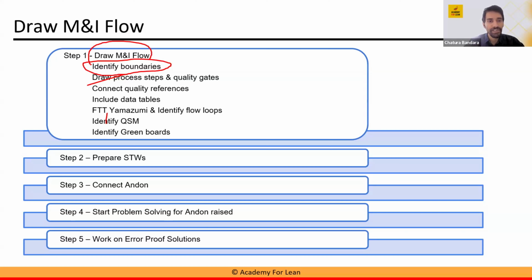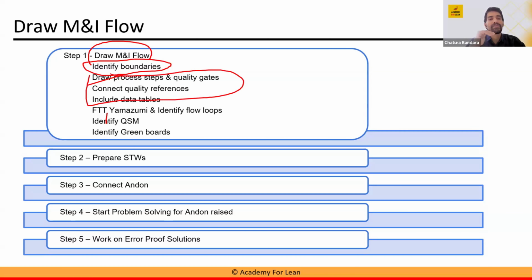So identify boundaries, and then second, draw process steps and quality gates. We will be covering that as well today. And connect quality references and include data tables. So those 4 points we will be covering during CLQP and today itself.